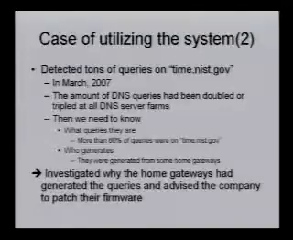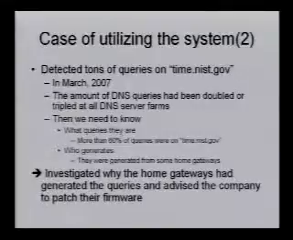The second case is to detect tons of queries on time.list.gov in March 2007. The amount of queries had been doubled or tripled at all DNS server farms. We investigated what queries they were and who generated them. More than 60% of queries were on time.list.gov, and the source IP addresses were from some home gateways.